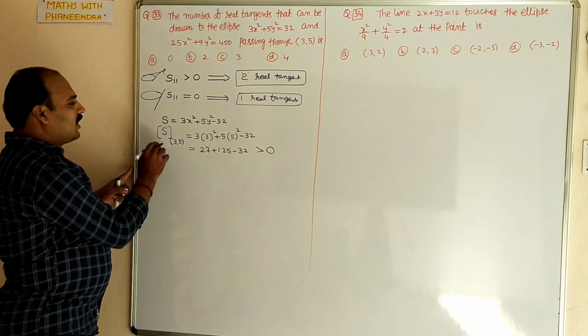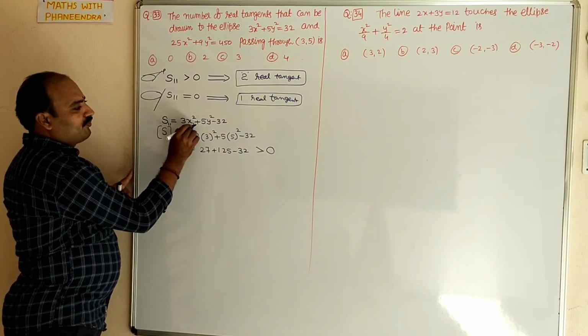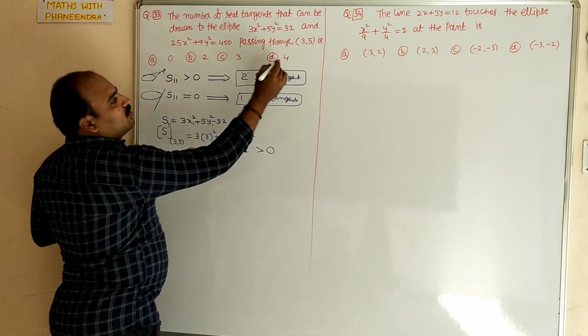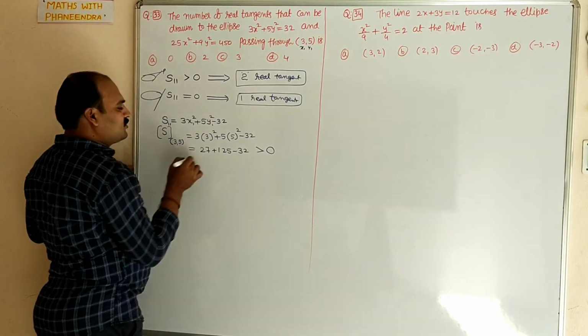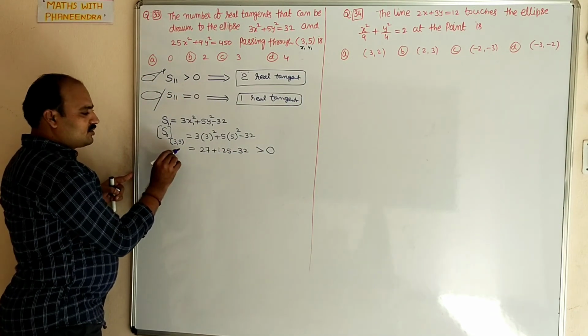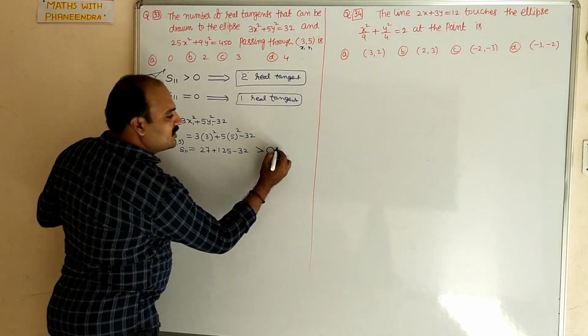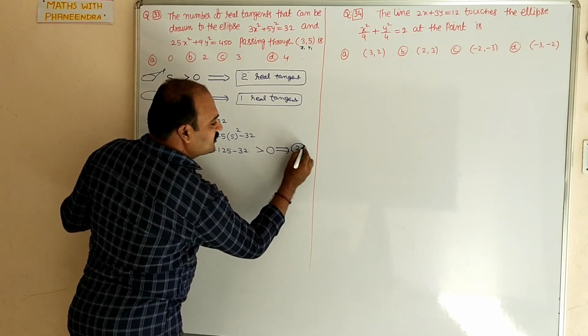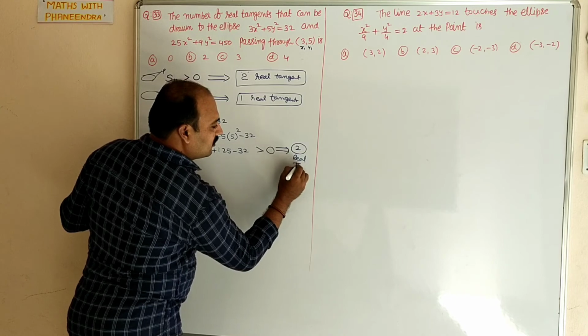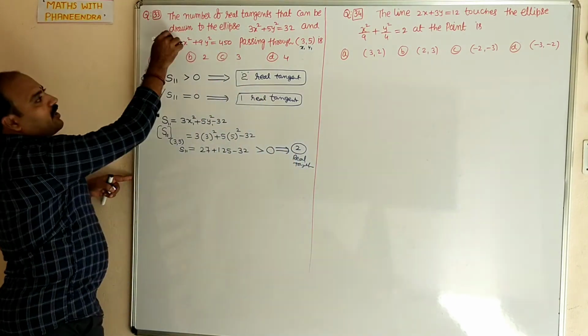Whenever S11, this is S11, sorry, with x1, y1, this is x1, y1, we are just substituting the point. So the S11 value is greater than 0, which means here two real tangents. After that you can consider another one.